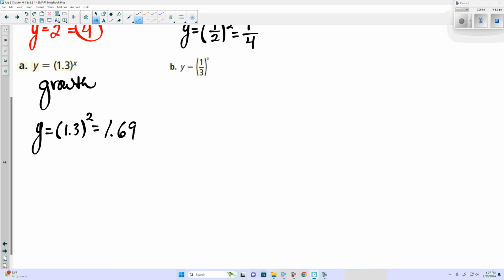B, y equals 1/3 to the x. Our base in this case is 1/3, which would be decay, because 1/3 is less than 1. So this is decay. Now we're just going to evaluate it when x is 2. So we have 1/3 squared. At this point, we can do this in a calculator and let it do it for us. It'll tell us that it is 1/9.